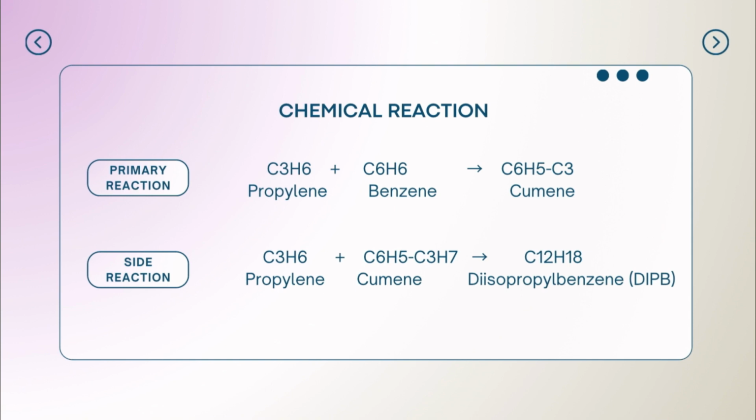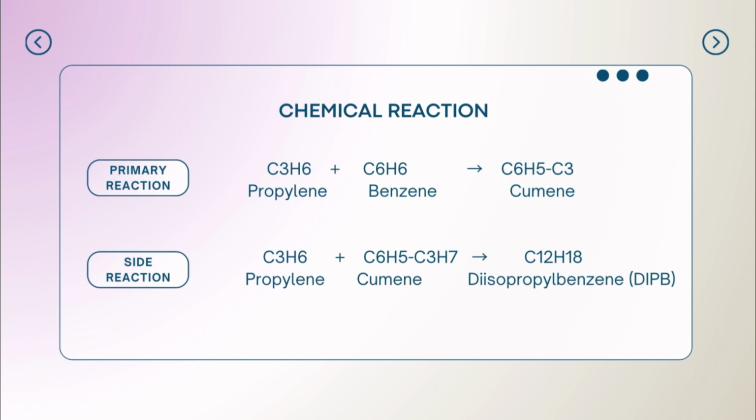Moving on to the chemical reactions that occur in this process, it is divided into two reactions. The first one is the primary reaction, or the main reaction, and it produces the desired product. Meanwhile, the side reaction, or secondary reaction, produces an undesired product, which is DIPB.